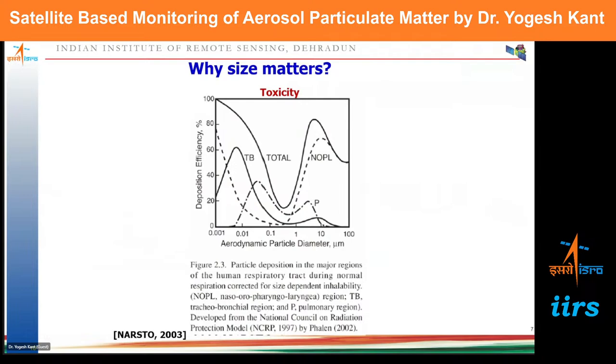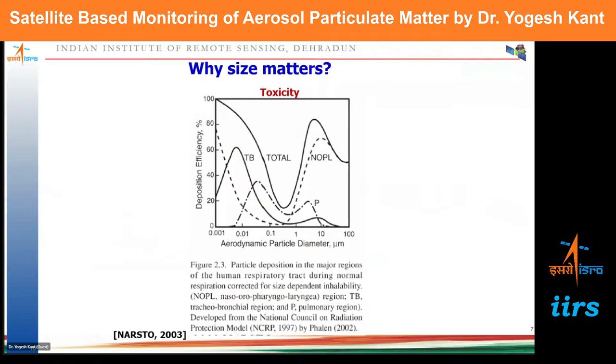Now, an important point is, as I said, why size matters. In my initial slides also, I showed that as the size decreases, the potential impact on the environment and health increases. Many laboratory and other studies have proven that as the size decreases, the toxicity also increases.